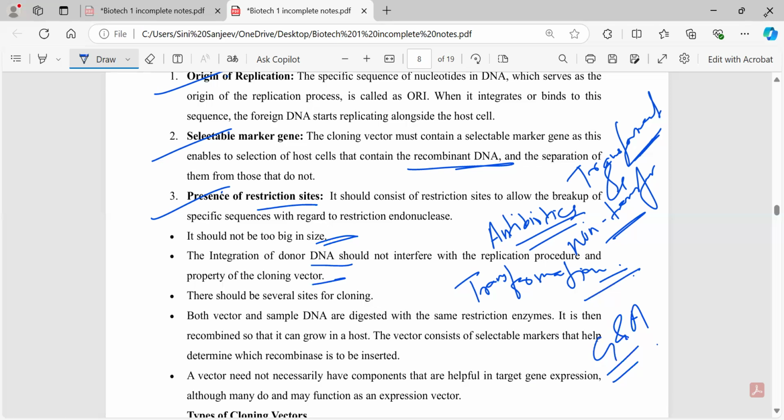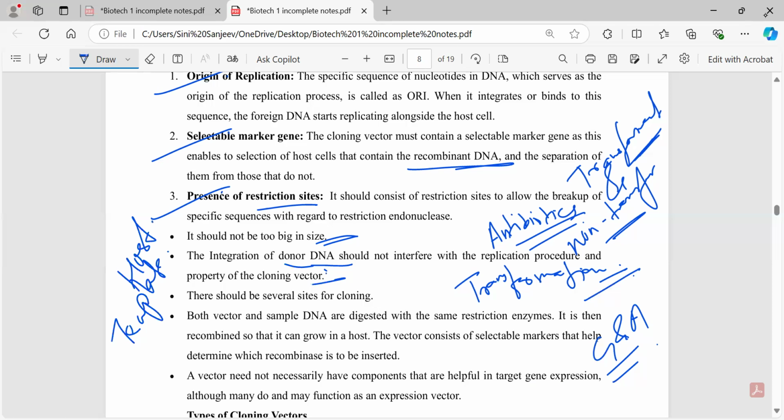Means you have two things over here. One is your host DNA. Then you have a template DNA. Template DNA means the copy which you already have, which you're going to use for the further procedure. So whatever DNA you're taking, the donor DNA, it should not interfere with the rest of your procedures. Okay, so that is one important point.